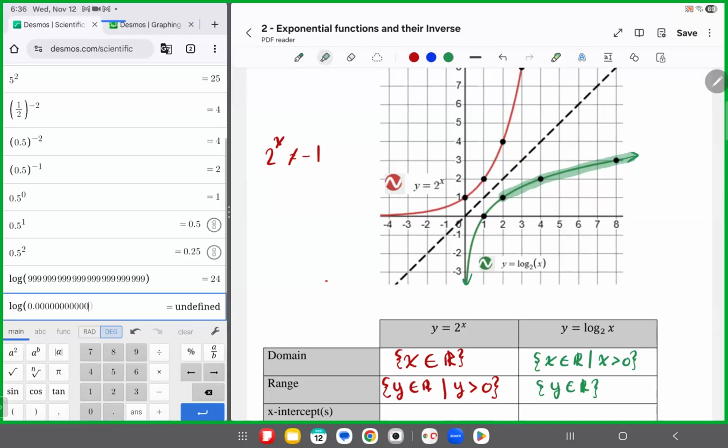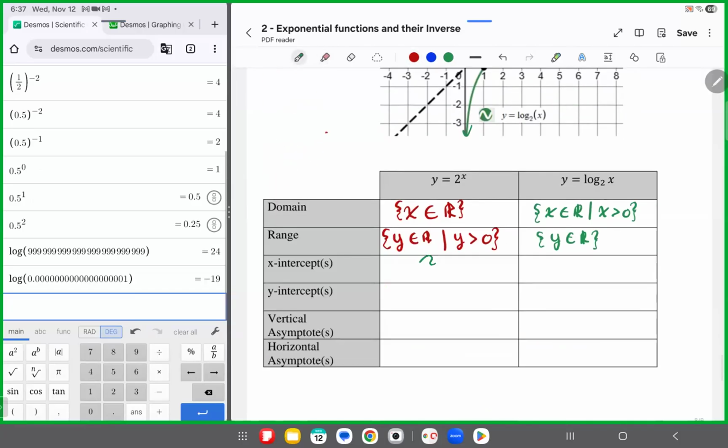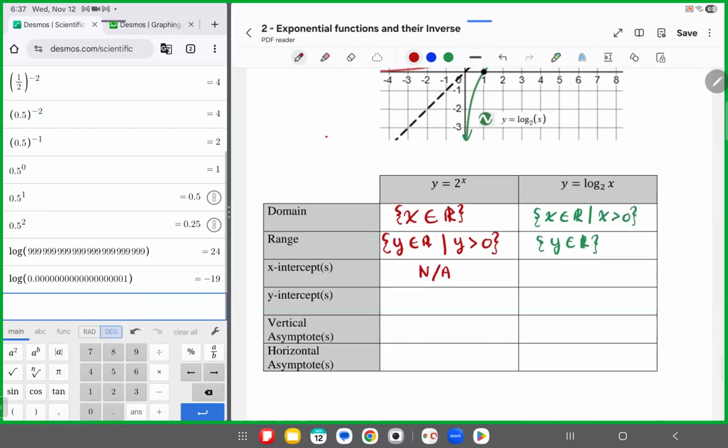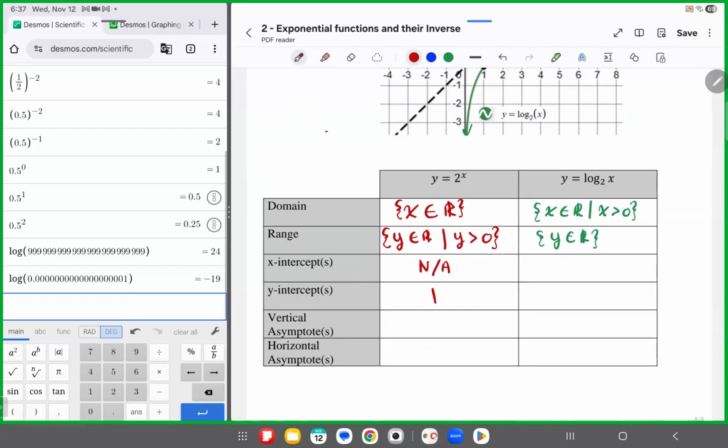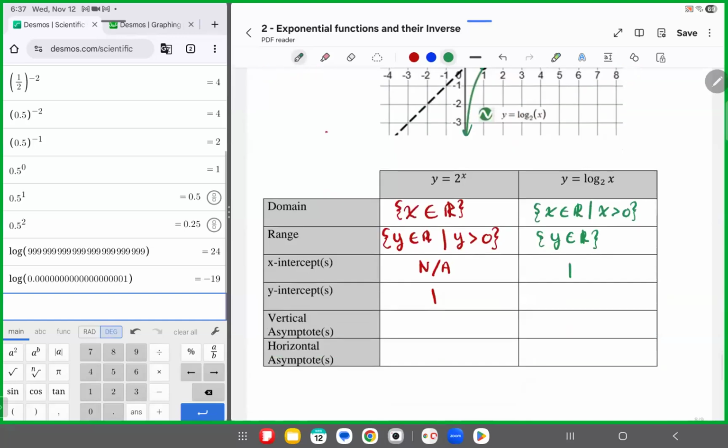Okay. What about an x-intercept? Well, for y is equal to 2 to the power of x, there is no x-intercept, so that's not applicable. For the y-intercept, now take the inverse of this. For the green function, we now have an x-intercept at 1, and there is no y-intercept. So that's going to be not applicable.